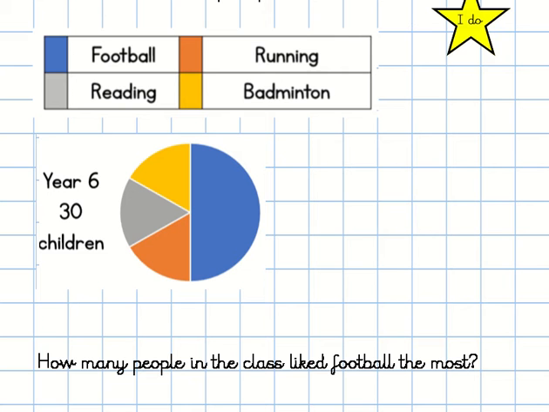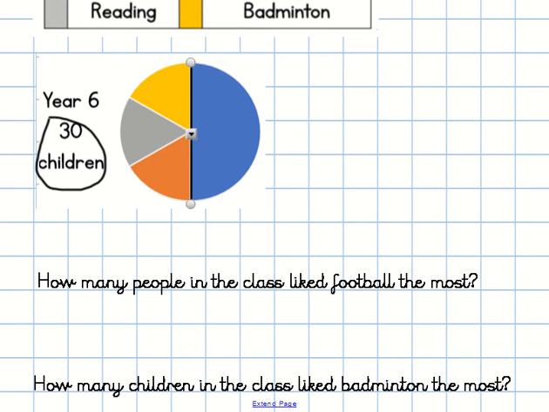Well, we can see here that this pie chart is out of 30 children in Year 6. And then shaded in blue is exactly half of the pie chart. And I'm actually going to draw a line to show you that. So we can see here that half of the pie chart is shaded in blue. So then trying to work out, well, half of the children like football the most.